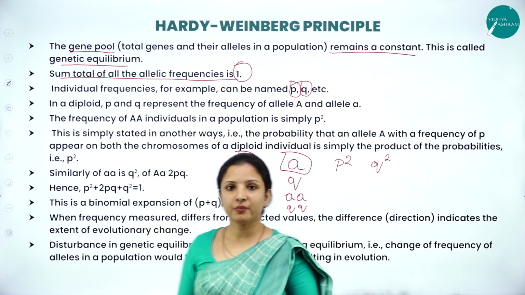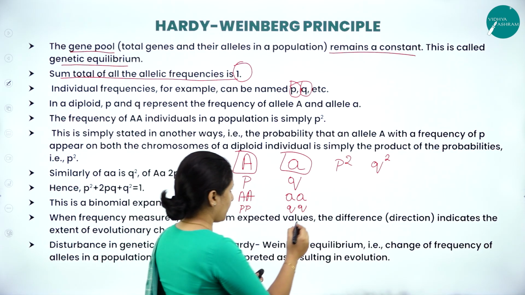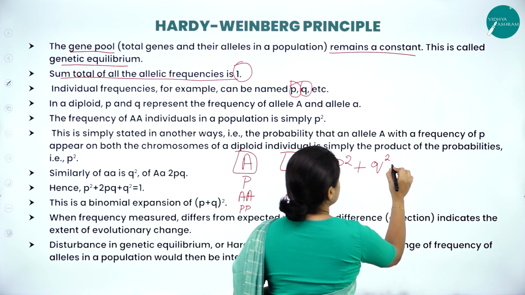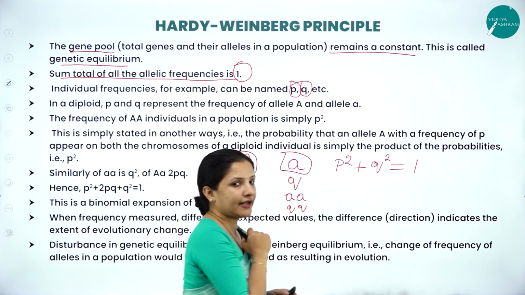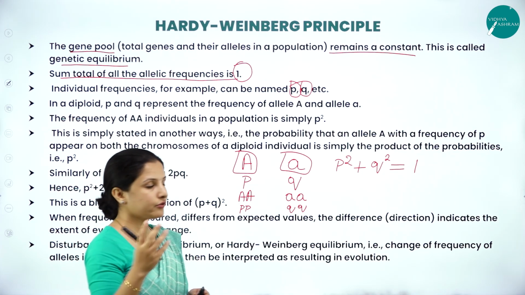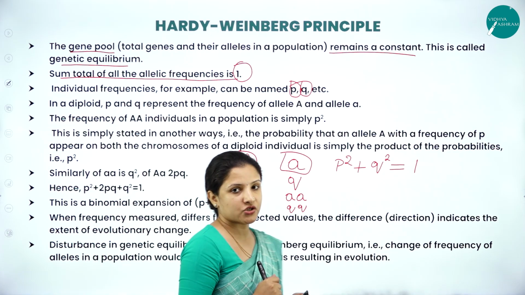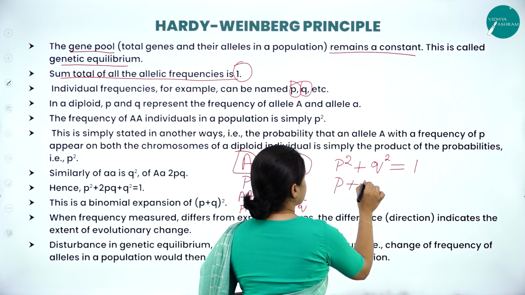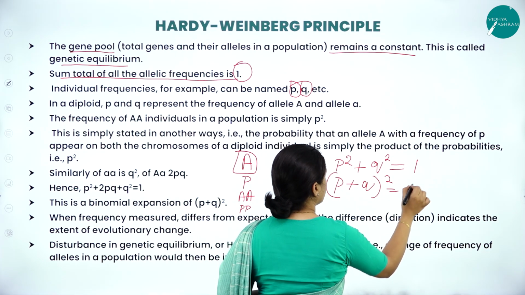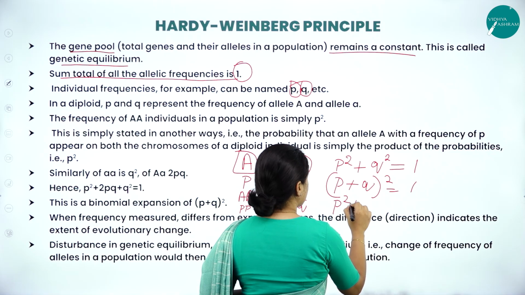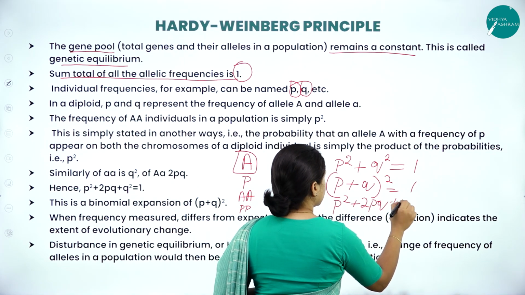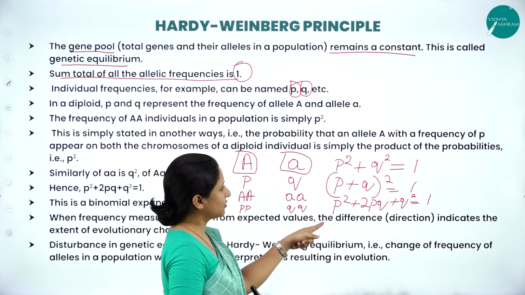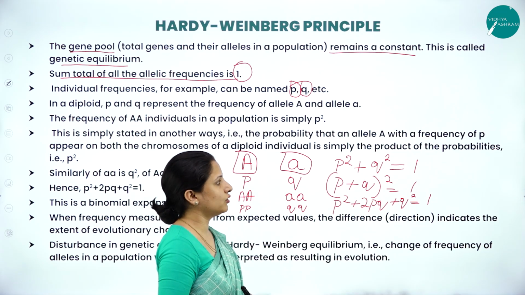So what did Hardy and Weinberg state? The sum of alleles in a population, that is dominant allele and recessive allele, p square plus q square, is always in equilibrium wherein it attains a constant 1 from one generation to another. So this is Hardy-Weinberg's equation. p square plus q square is equal to 1, or we can write it as p plus q whole square is equal to 1, which is p square plus 2pq plus q square is equal to 1. So this is Hardy-Weinberg's equation: p square plus 2pq plus q square is equal to 1.